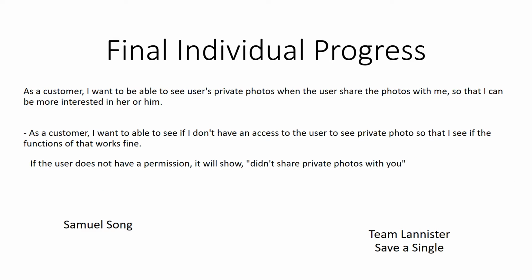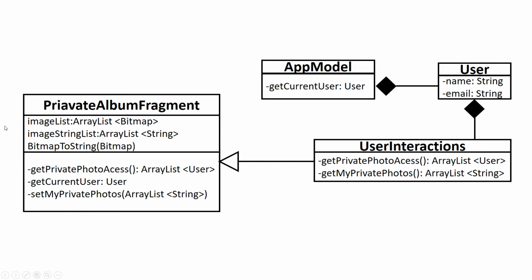Next, child user story. As a customer, I want to be able to see if I don't have access to the user's private photos so that I can see if that function works fine. When a user tries to access another user's private photo album, it'll get the selected user's method, which is getPrivatePhotoAccess, and check if the user who tries to access is on the selected user's list. If the current user is not on the list, it'll show the message.